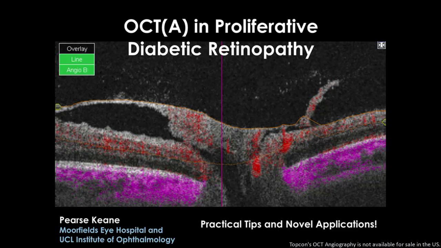But as I say, I'm going to speak about OCT and OCTA, in particular swept source OCT, OCTA in proliferative diabetic retinopathy. And I think that if I was to summarize this talk from the start, it's that the one single application of OCTA in my clinic that I feel I could not live without now is with regard to proliferative diabetic retinopathy. That's number one.